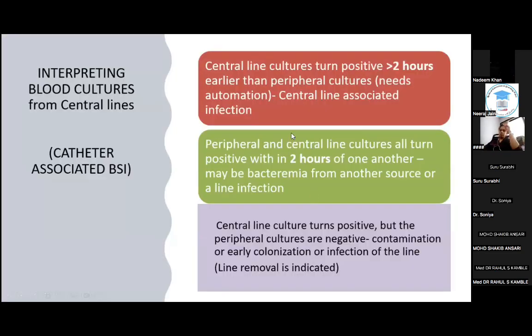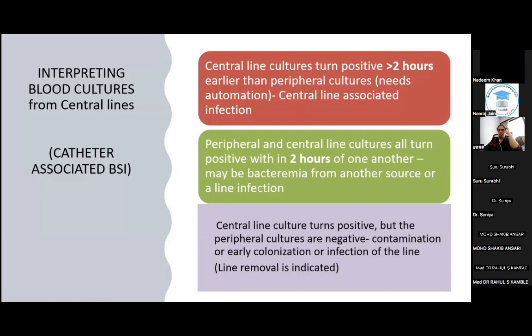Now, how to interpret blood cultures from a central line? If central line cultures turn positive more than 2 hours earlier than the peripheral cultures, then it is a central line associated infection. For central line infections, most of the time we see that the tips are sent, but tips are not recommended for detecting catheter associated bloodstream infection. Central line and peripheral cultures should be collected at the same time.